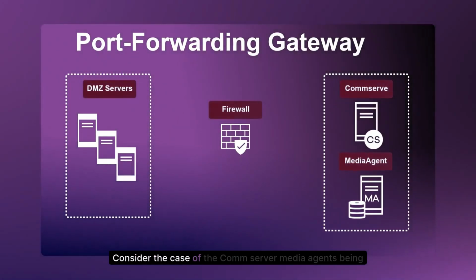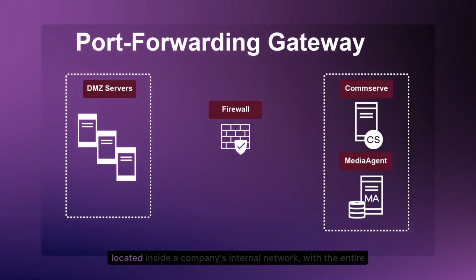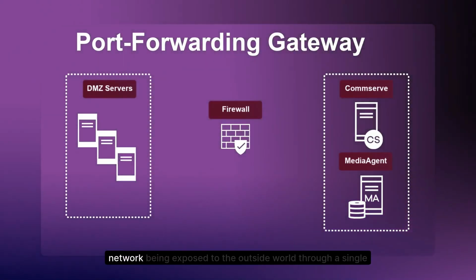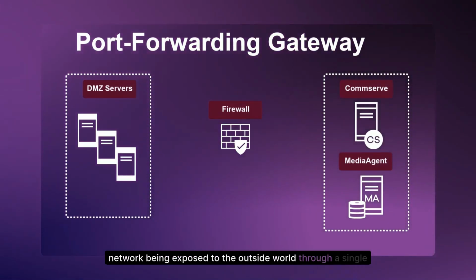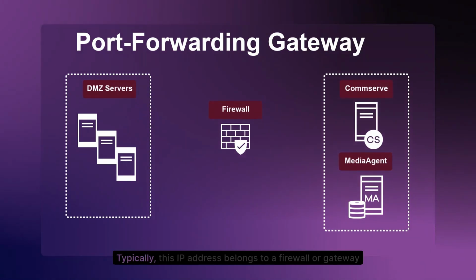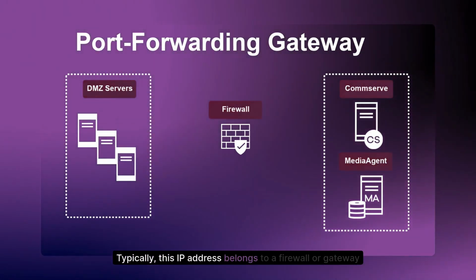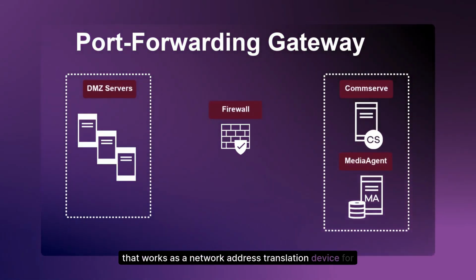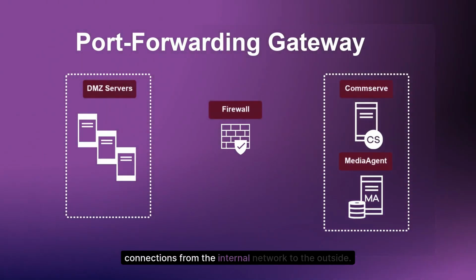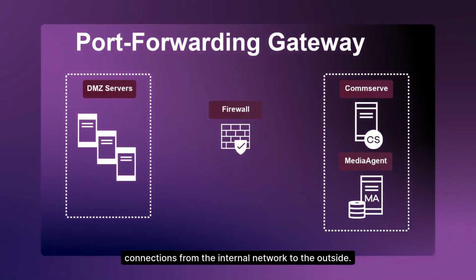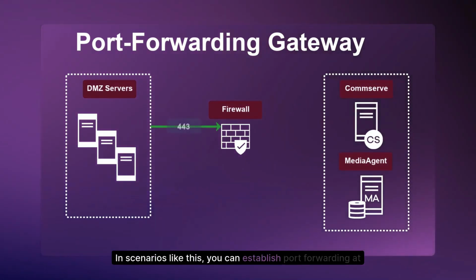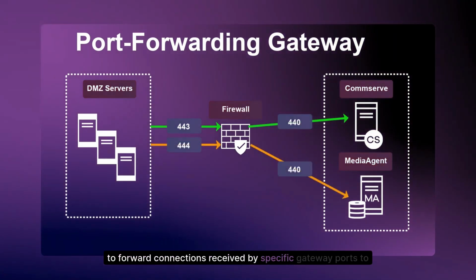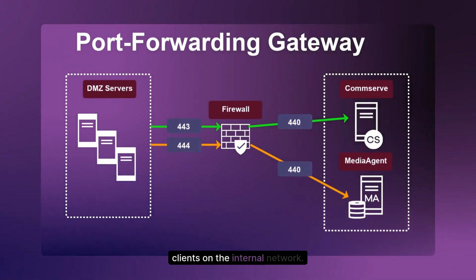Consider the case of the CommServe and media agents being located inside a company's internal network, with the entire network being exposed to the outside world through a single IP address. Typically, this IP address belongs to a firewall or gateway that works as a network address translation device for connections from the internal network to the outside. In scenarios like this, you can establish port forwarding at the gateway to forward connections received by specific gateway ports to clients on the internal network.